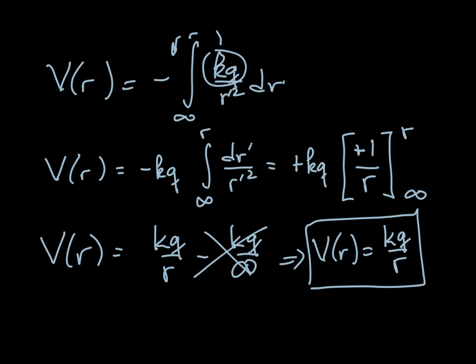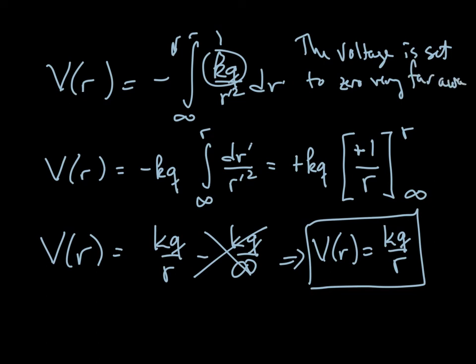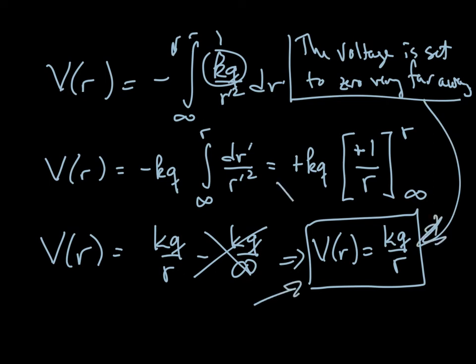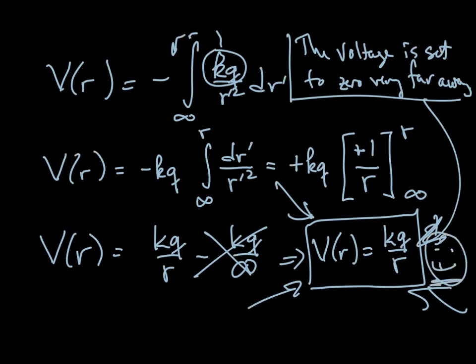So if you ever see something like the voltage or electric potential is set to 0 very far away, that's going to be your big hint that this formula applies. That's going to make you happy because you can use this formula then.